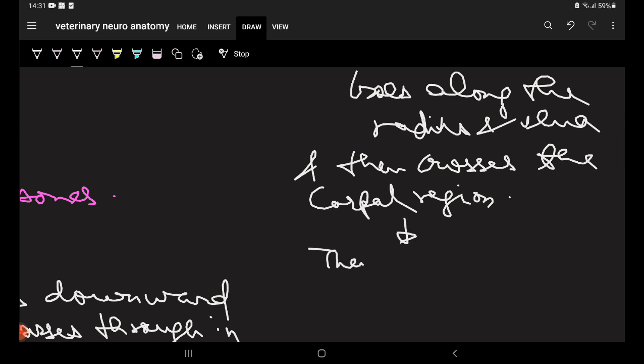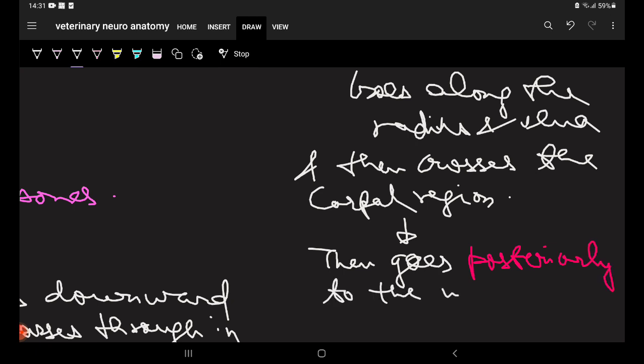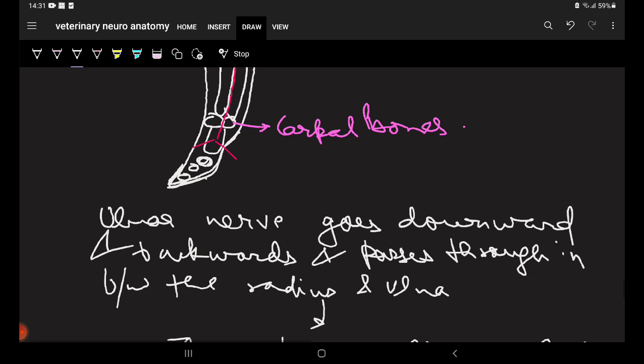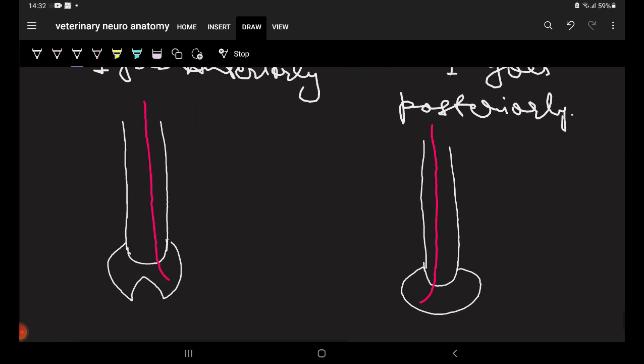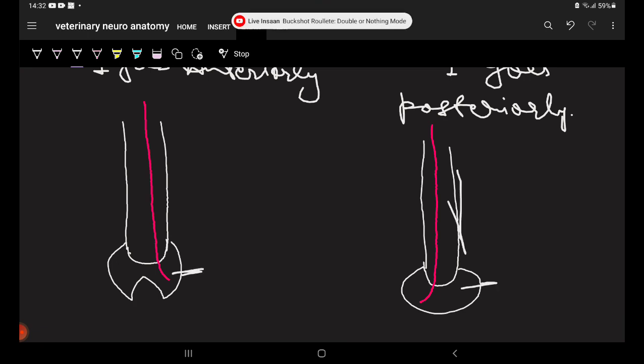This I am writing in red because it is very important: posteriorly to the metacarpal region. One more thing I said here: this is the metacarpal region, and these are the digital region.